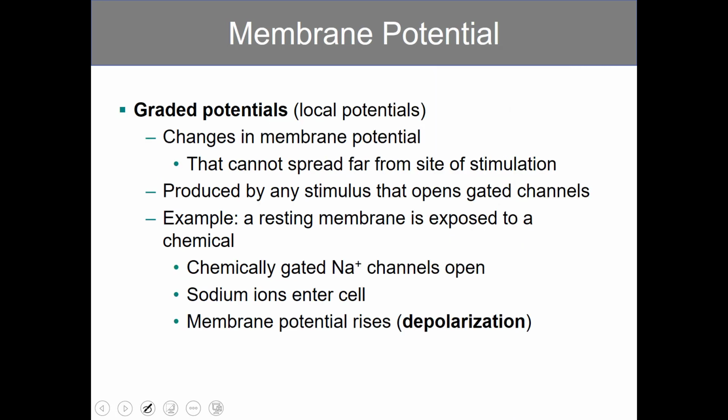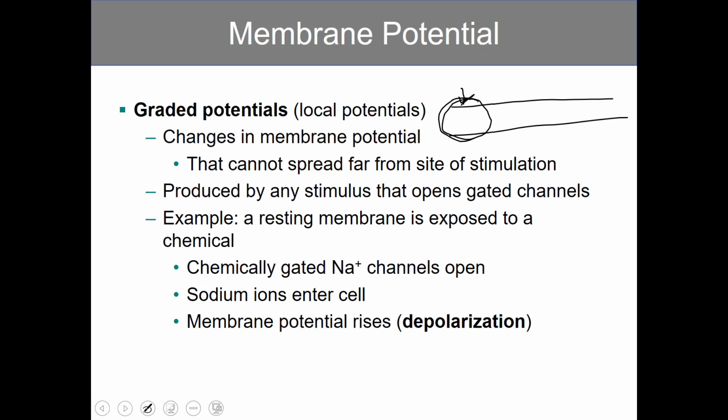So from rest, we experience graded potentials. Remember, these are temporary, localized changes in transmembrane potential. So they can't spread far from the site of stimulation. If you were to consider your axon again, if a graded potential is initiated right here, it's only going to affect this area. It's not going to spread further down the length of the axon. And that is what we mean by localized. It's only going to affect the local area.